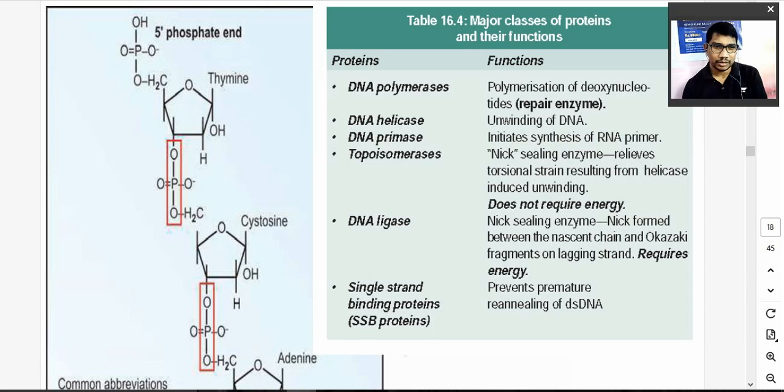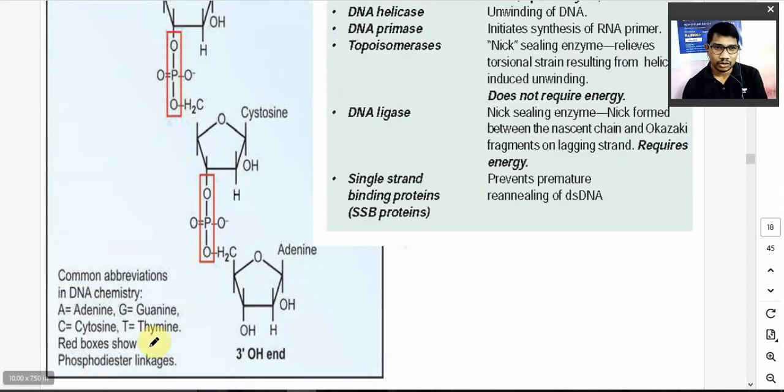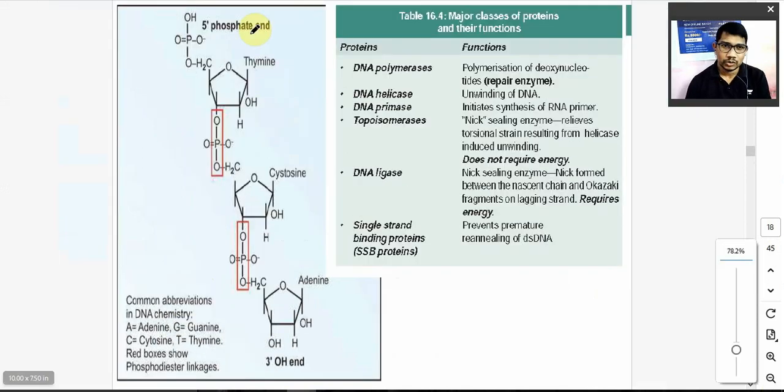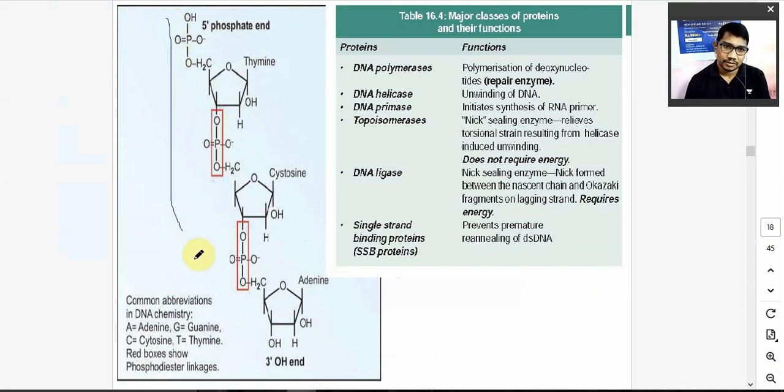So before that, what is DNA? DNA is nothing but the polymer of your deoxyribonucleotide. So in the DNA, these nucleotides are arranged in this fashion.